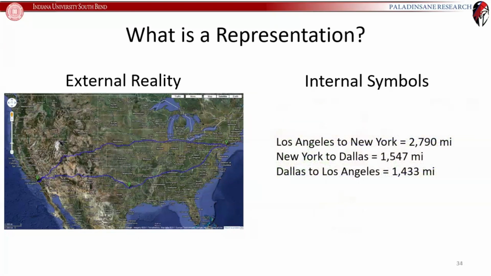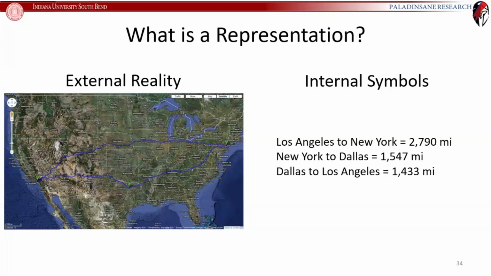This is another way to represent it. So you could have an internal representation. This is called a propositional representation, where you just say, hey, Los Angeles to New York, 2,700 miles, New York to Dallas, 1,500 miles, Dallas to Los Angeles, 1,400 miles. And that is the way that you represent, say, the cities in the United States.